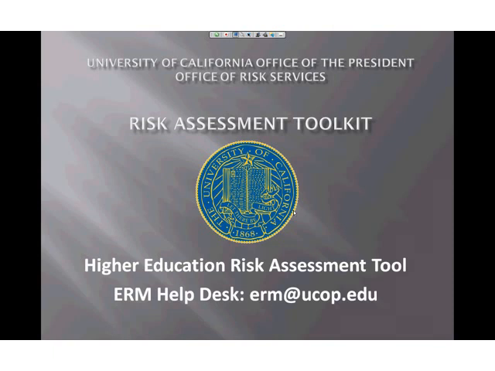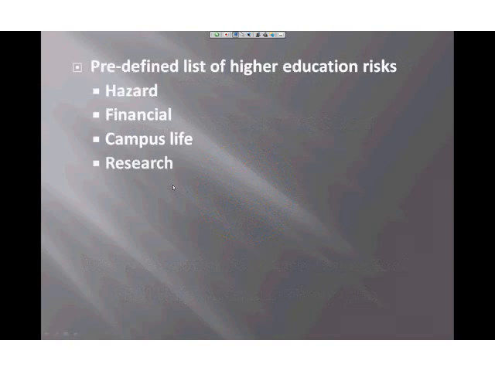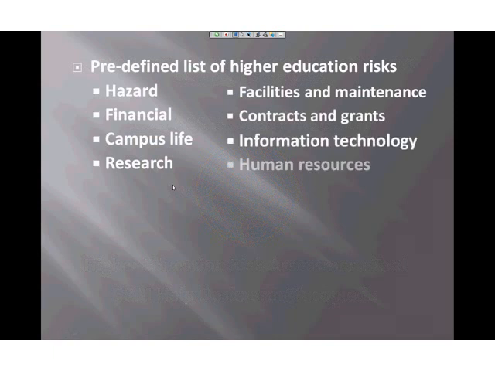Each of these tools has been constructed to provide insight from multiple perspectives. For a complete list of the tools available in the toolkit, please refer to the ERM website. This webinar is focused on the Higher Education Risk Assessment Tool. This tool lists common risks related to higher education, which are organized into the following groups: hazard, financial, information technology, human resources, research, contracts and grants, campus life, and facilities and maintenance.